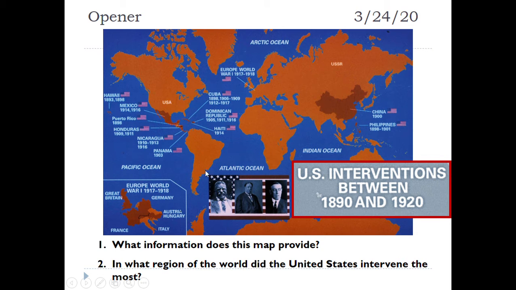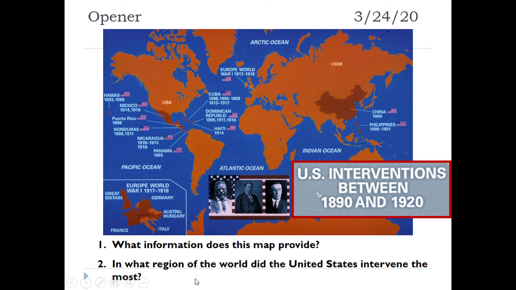It also shows you who were the presidents during this time period. We've talked about Theodore Roosevelt. We're going to talk more about him today. In the middle here is a guy called William Howard Taft. Not much known about him. He's president during this time period as well. He follows Roosevelt. And after Taft comes Woodrow Wilson, who will be president during the First World War.